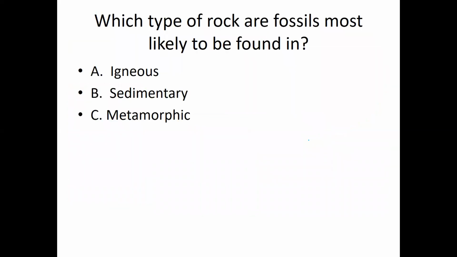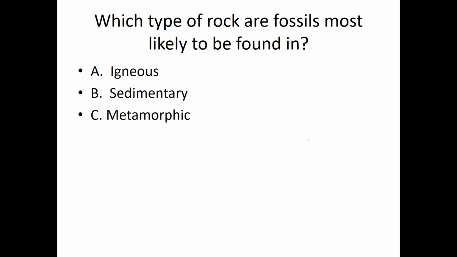So which type of rock are fossils most likely to be found in? Igneous, sedimentary, or metamorphic? Well, igneous rock forms from molten rock solidifying. So in order for an organism to be preserved in igneous rock, it would have to fall into the molten rock, and then the molten rock would have to solidify around the organism. Well, molten rock is anywhere between 800 to 1200 degrees centigrade. And at those temperatures, any organic tissue, organic matter is just going to combust and burn. So we're not going to preserve any parts of an organism in molten rock. So we don't find any fossils in igneous rock.